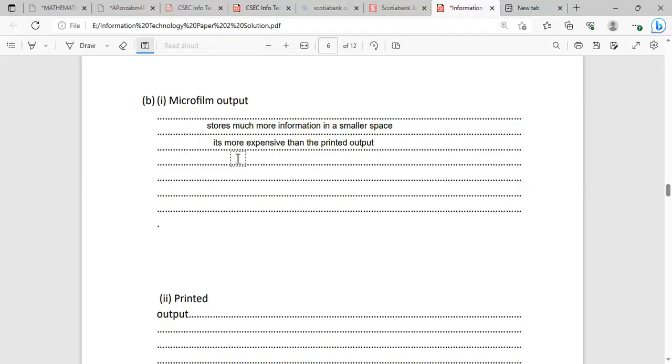And another disadvantage, even though they say one, is that the microfilm needs special equipment to read the information. So that's another one, you have to have special equipment. All right, let's go down to the next pair.